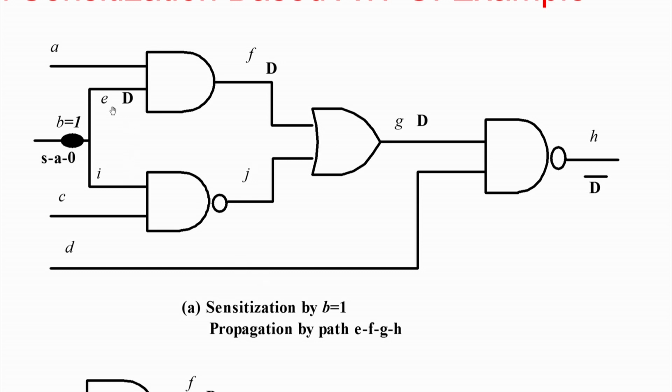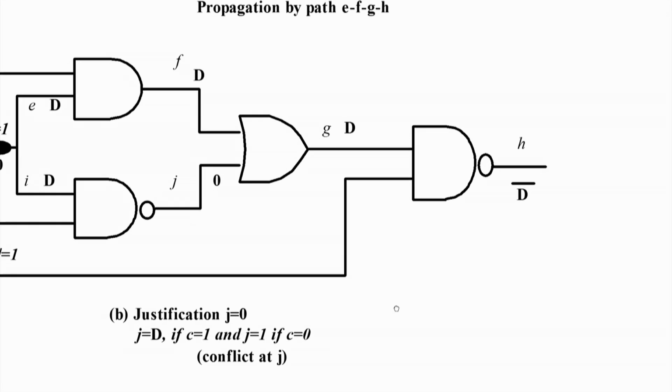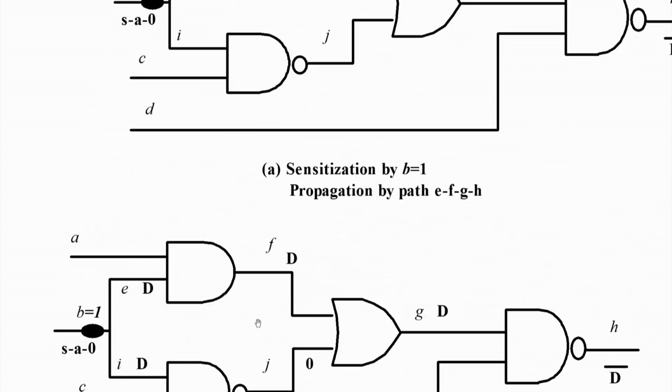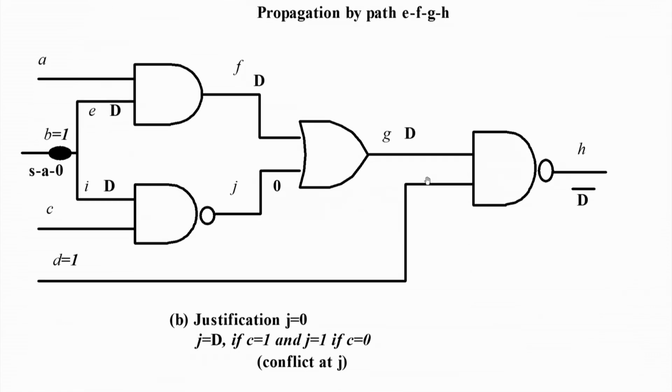So, I will take the path E, F, G, H. So, what is 1? Normal 1, fault is 0. That means it is D. That is normal 1, fault 0, which is D by Roth's algebra. So, I have to propagate these values to the output. Now, you see this AND gate. So, D should be propagated, and this is an inversion, so it will be inverted to D prime, simple Boolean logic. This is sensitization, this D prime is propagation, and now I have to justify it.